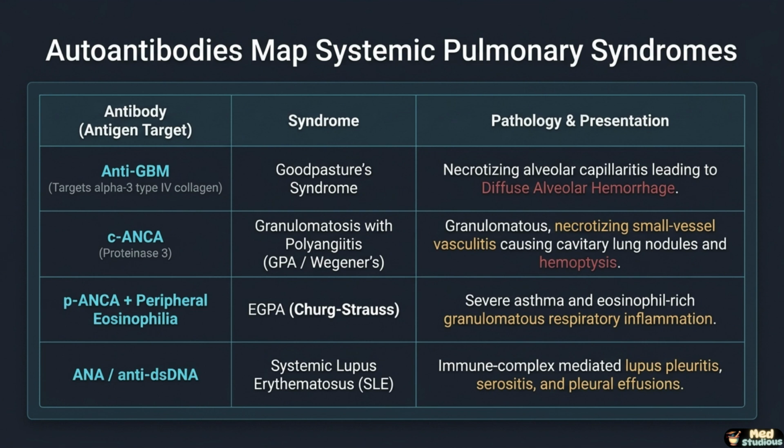P-ANCA antibodies, when combined with peripheral eosinophilia, point toward EGPA, also called Churg-Strauss syndrome, characterized by severe asthma alongside eosinophil-rich granulomatous inflammation throughout the respiratory tract. And ANA, or anti-dsDNA antibodies, are markers for systemic lupus erythematosus, where immune complexes deposit in the pleura, causing lupus pleuritis, serositis, and recurrent pleural effusions. These antibody-disease relationships aren't just academic trivia. In clinical practice, ordering the right serology test based on the right clinical suspicion can confirm a life-altering diagnosis in days rather than months.